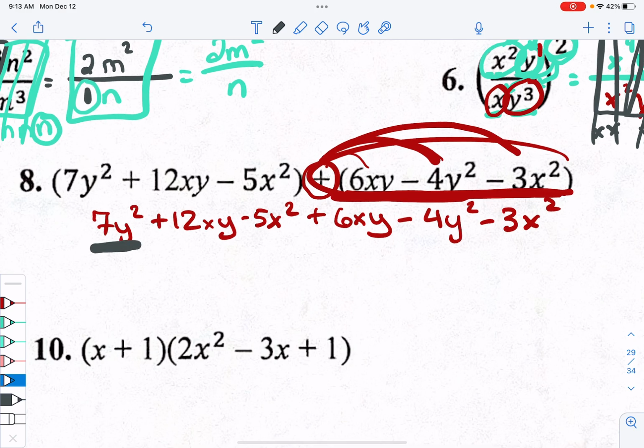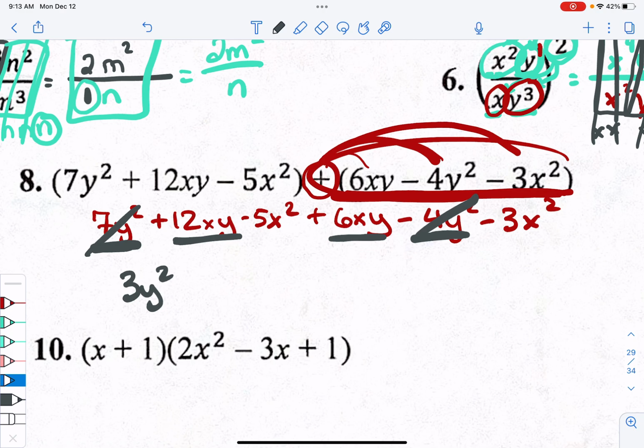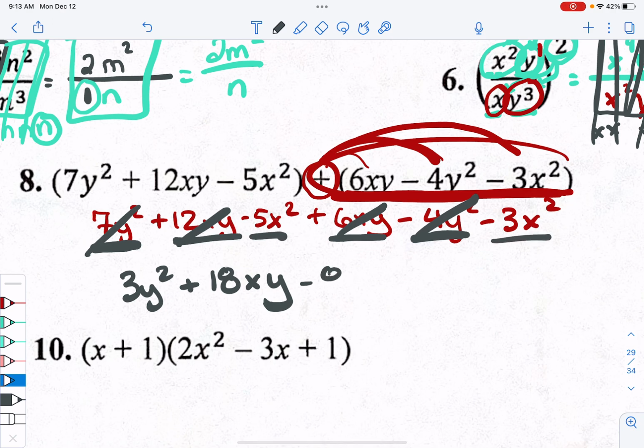I'm going to start with 7y squared. Okay, is there anything else I can add to 7y squared? Negative 4y squared, I think that's it. So 7 and negative 4 makes 3y squared. Okay, I'm just going in order. So the next piece is 12xy. Stuff that can go with him is 6xy, and that would be a positive 18xy. Okay, and those are gone. And then I have negative 5x squared and negative 3x squared, so that's negative 8x squared.